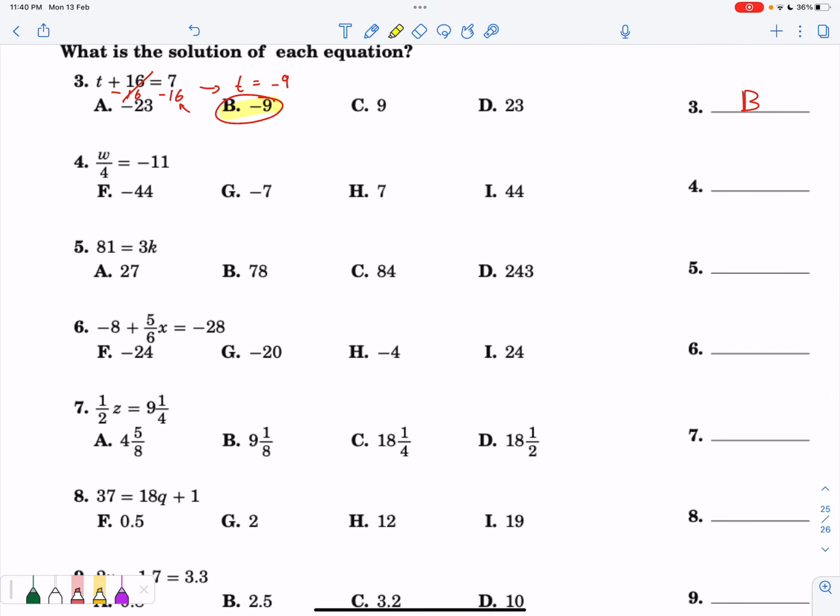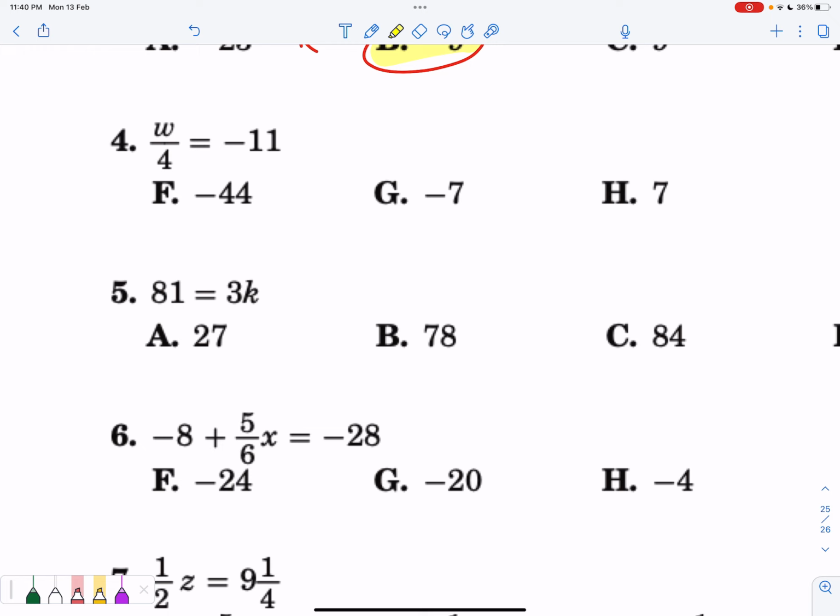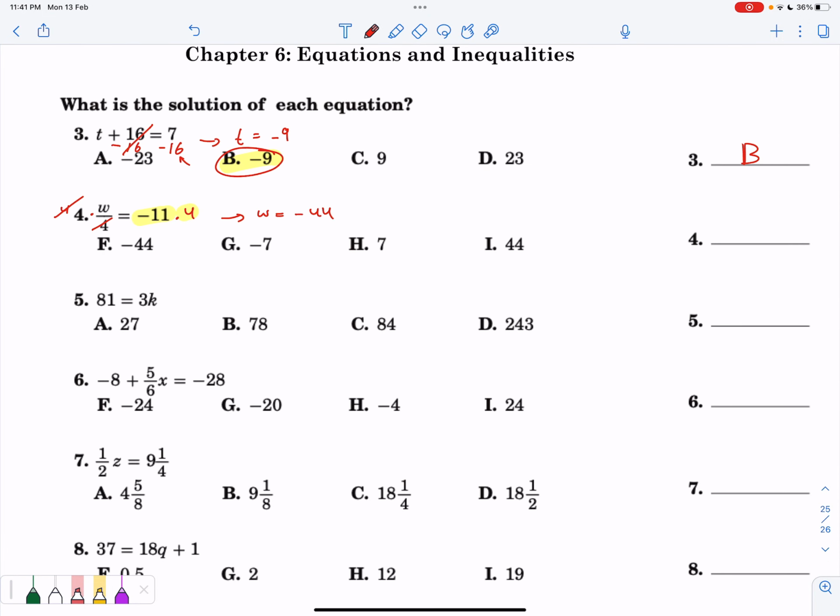Then w over 4 is equal to negative 11. So the variable, which is w, is divided by 4. So we should do the inverse operation and we should multiply by that 4. So I will multiply both sides by 4. So we will get w is equal. Now negative 11 multiplied by 4, we will get negative 44 because negative times positive is negative. So the correct answer is F.